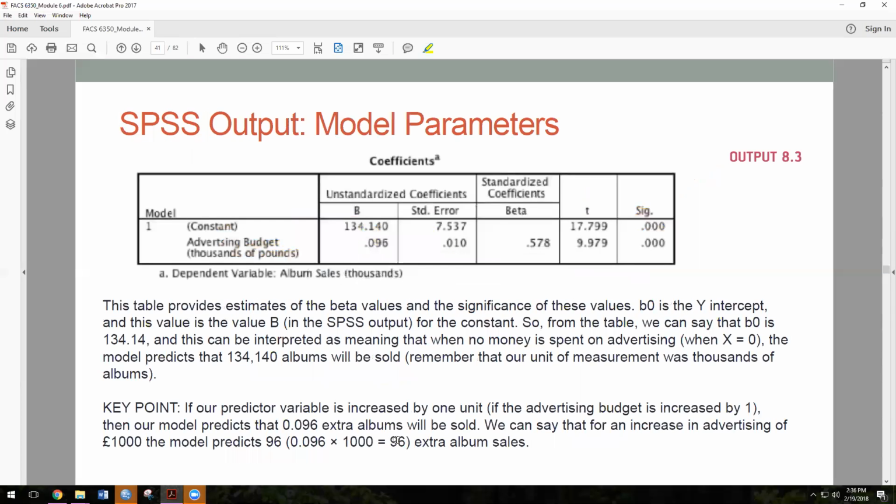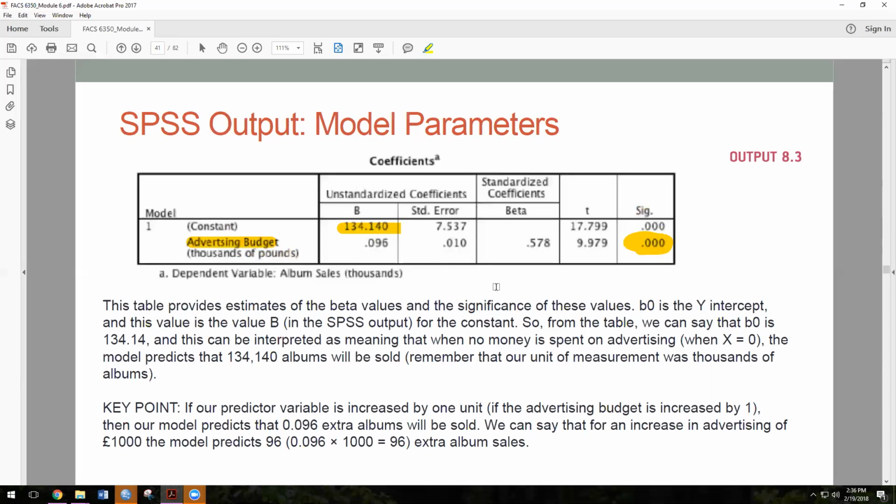The problem is that the ANOVA doesn't tell us about the individual contribution of variables. So this was easy because I only had one variable to contribute, which was my budget. And so I look at my unstandardized coefficients and my standardized coefficients and my significance. So the significance here, I know that I can look at this because my ANOVA was significant. So it tells me my advertising budget is significant. So if I have a $0 advertising budget, then I'm still going to be able to sell 134,140 albums.